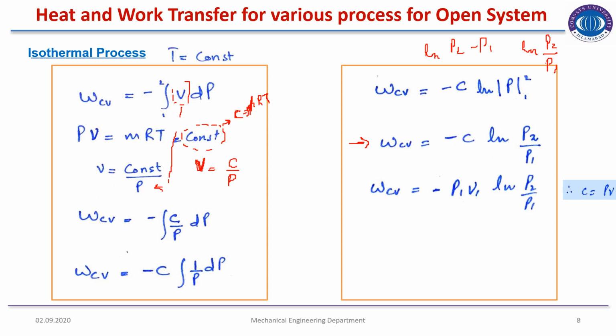Now you know that C is equal to PV. So we have replaced C with P1 V1. The product will remain constant, so either you can say it is P1 V1 or P2 V2, all values are the same. So we have replaced the term C with P1 V1, and natural log P2 over P1 will remain the same.